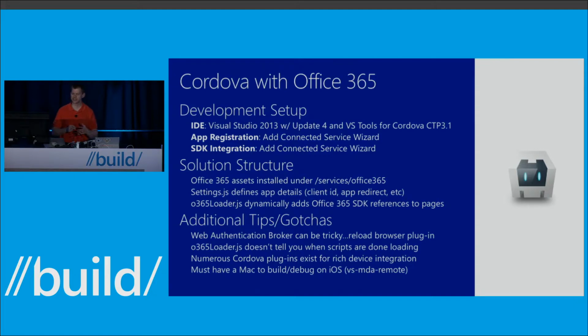A few additional tips and gotchas. First of all, in Cordova, the web authentication broker can be a little bit tricky. It'll automatically launch a window for you and provide a login experience. But what I typically do as soon as I create a new project is add the browser plugin again, and that tends to resolve a lot of the issues with that. I think the original tooling, and it might be fixed in 3.1, at least on iOS, was a little bit flaky in terms of how it launched that whole login process.